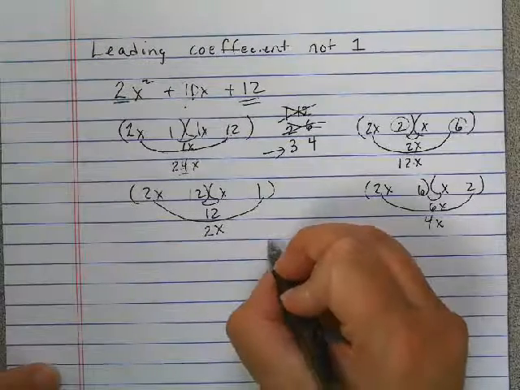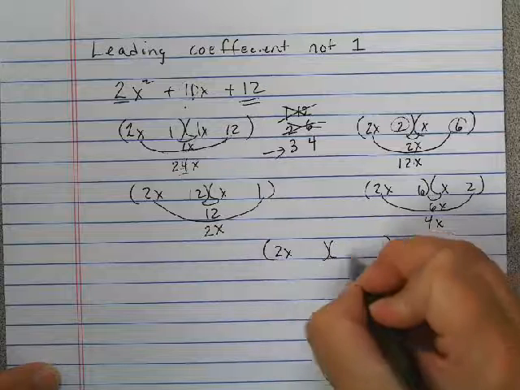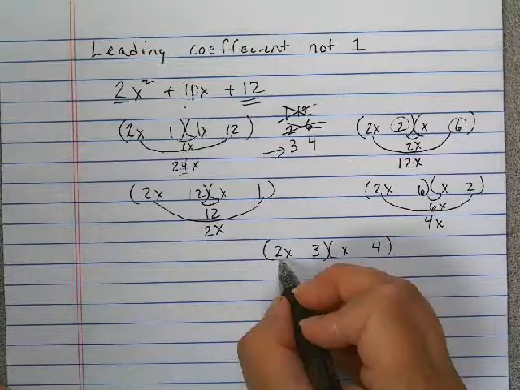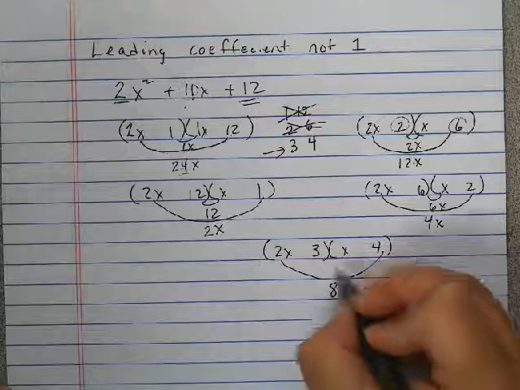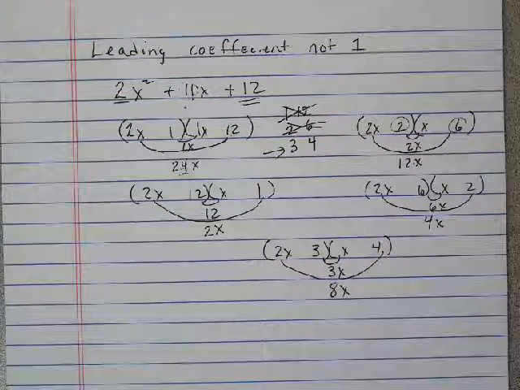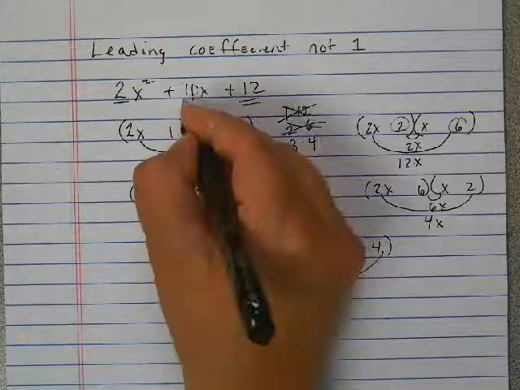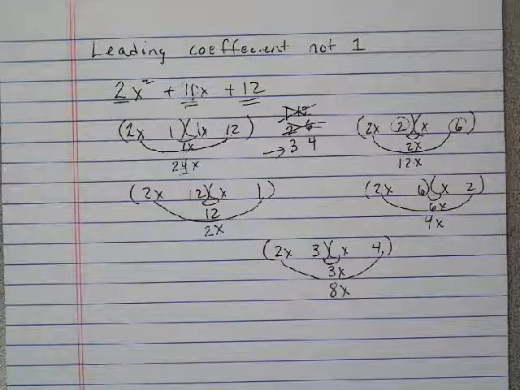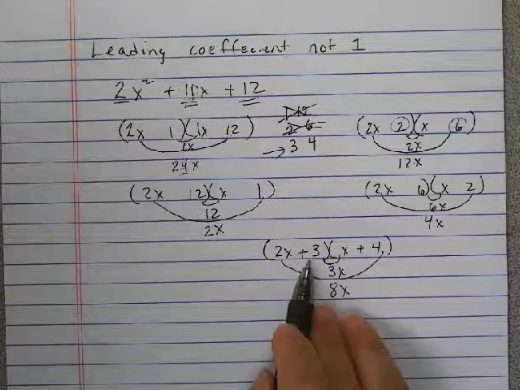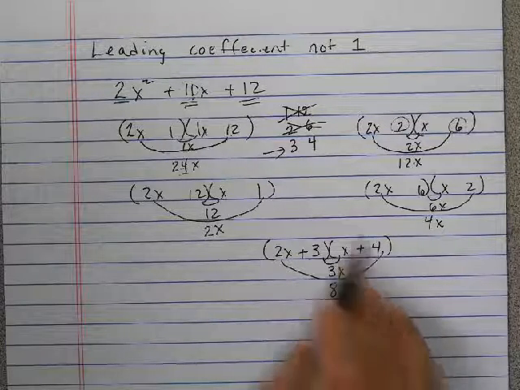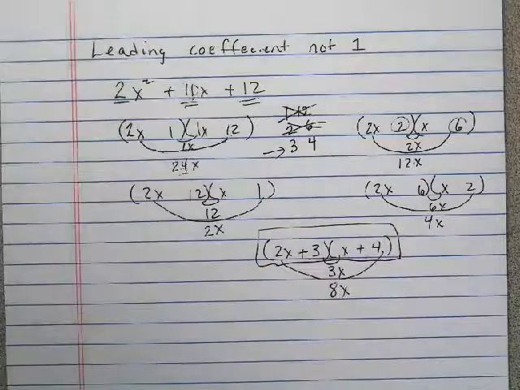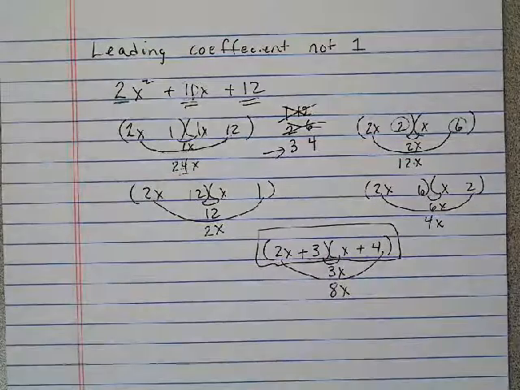I'm going to try 2x and x, and I'm going to try 3 and 4. This gives me 8x, and this gives me 3x. Is there any way that 8x and 3x could give me 11x? Yeah, if I add them, I get 11. So I need a plus here and a plus here. And would plus 3 times plus 4 give me plus 12? Yes. So this is the factored version of 2x squared plus 11x plus 12.